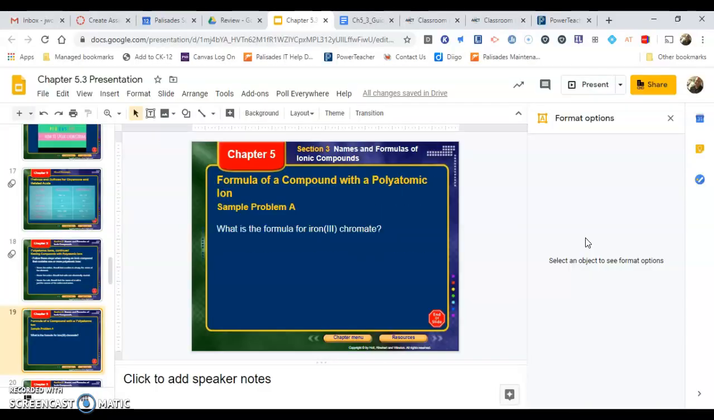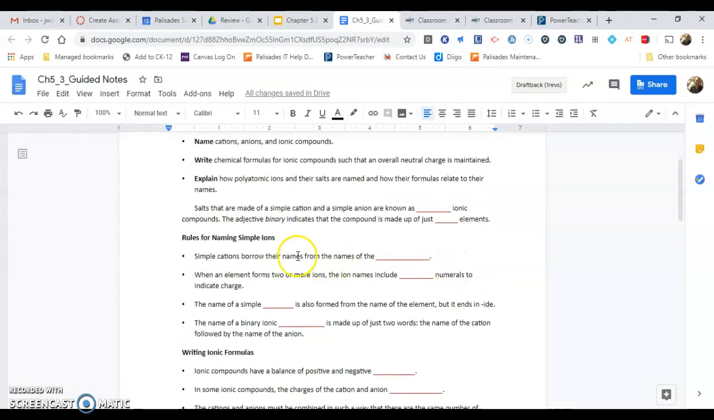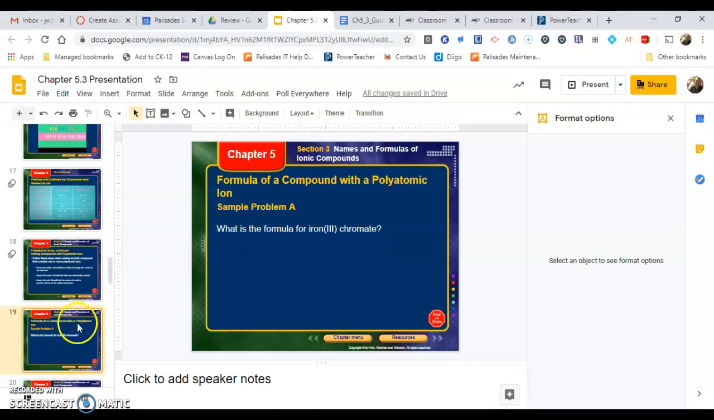You should be able to fill out everything in there because if you go through, salts are made of simple cation anion known as binary ionic compounds, right? The adjective binary indicates the compound is made of two elements, right? So on and so forth. You should be able to figure that out. But the rest of the PowerPoint is a bunch of questions to help review for you. So you should do those because it helps you understand.